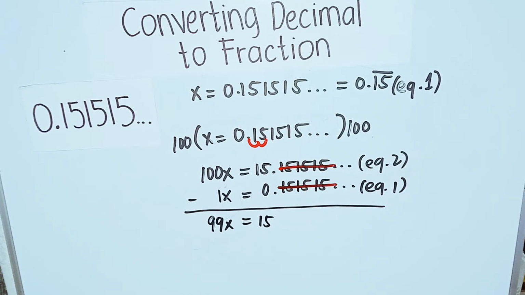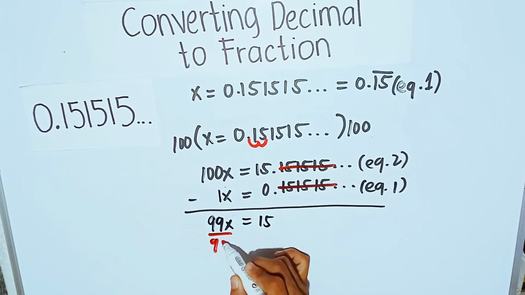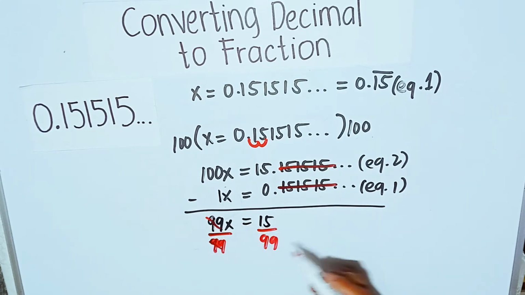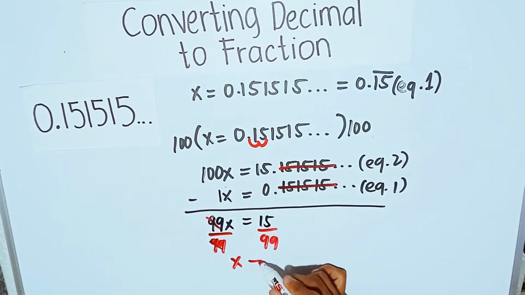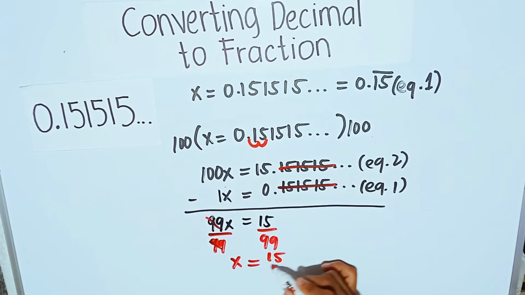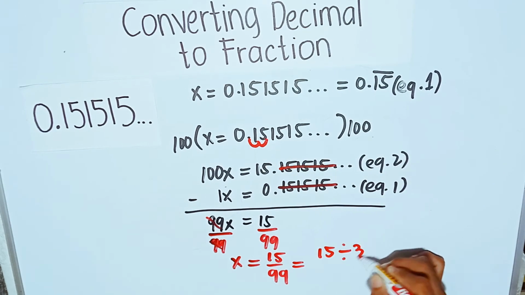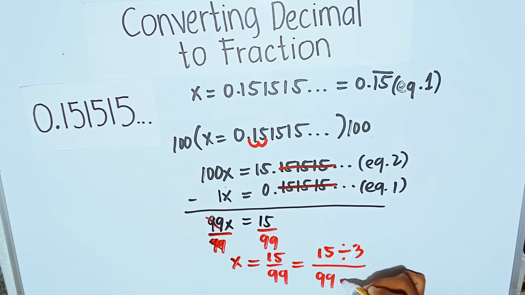Next, divide both sides by 99. Then cancel this one. So natira na lang po is x is equals to 15 over 99. Or pwede natin i-reduce into lowest term kasi yung 15 and 99 pwede natin i-divide by 3, over 99 divided by 3. So magiging ilan na po siya?